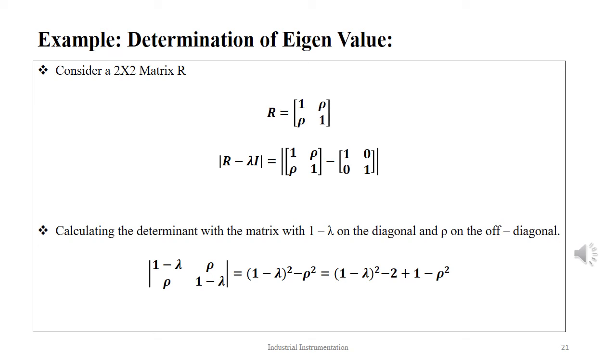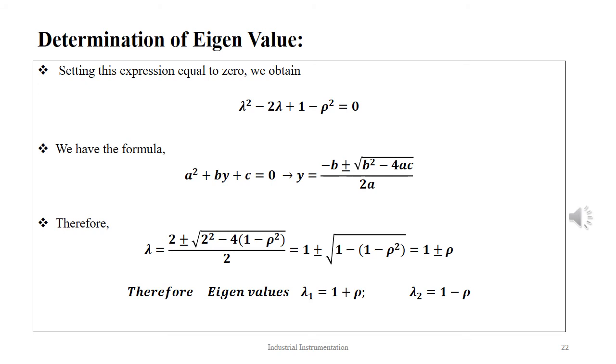Calculating the determinant with the matrix with 1 minus lambda on the diagonal and row on the off diagonal, we have 1 minus lambda, row, row, 1 minus lambda, equal to 1 minus lambda whole square minus row square, equal to 1 minus lambda whole square minus 2 plus 1 minus row square. Setting this expression equal to 0, we have lambda square minus 2 lambda plus 1 minus row square equal to 0.